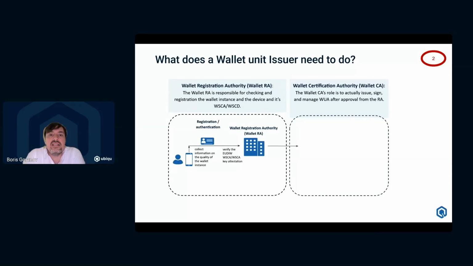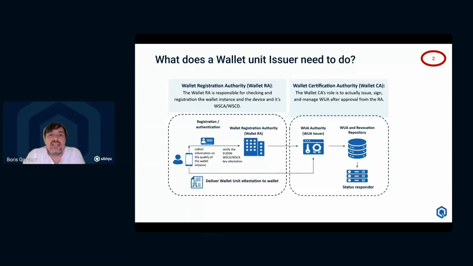And if that's the case, for the wallet registration, the wallet issuer will make records of that to prove that it has been done. Then it goes to the issuing authority to issue a wallet unit attestation, keeps records of that, keeps a status of it in case something happens and we need to revoke the wallet, and then delivers the wallet unit attestation to the wallet.